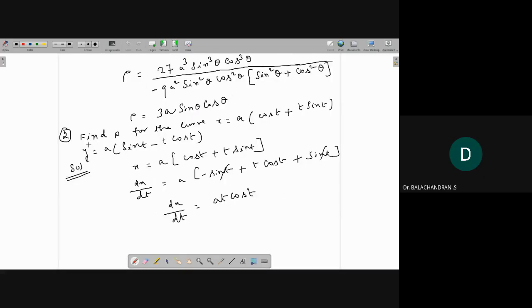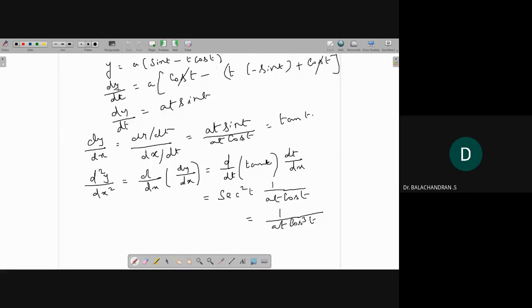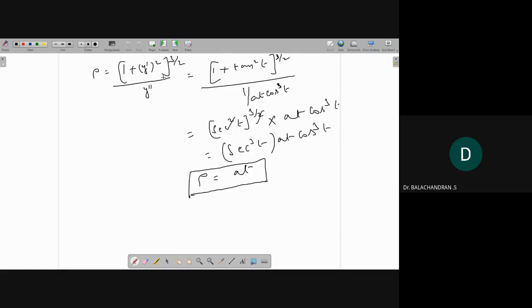Okay. Second problem: find rho for the curve at the general point. The same method: find dx by dt, and then dy by dt, and dy by dx is equal to dy by dt divided by dx by dt. I got tan t. And the second derivative, you know how to find it. So please go through. The final answer is rho equal to kt.